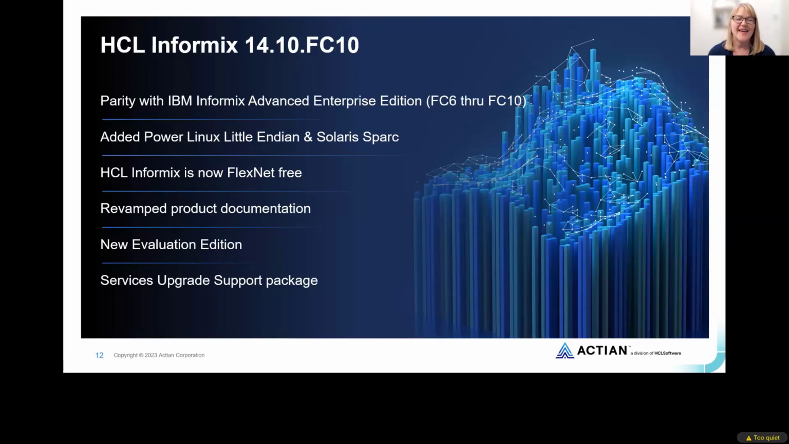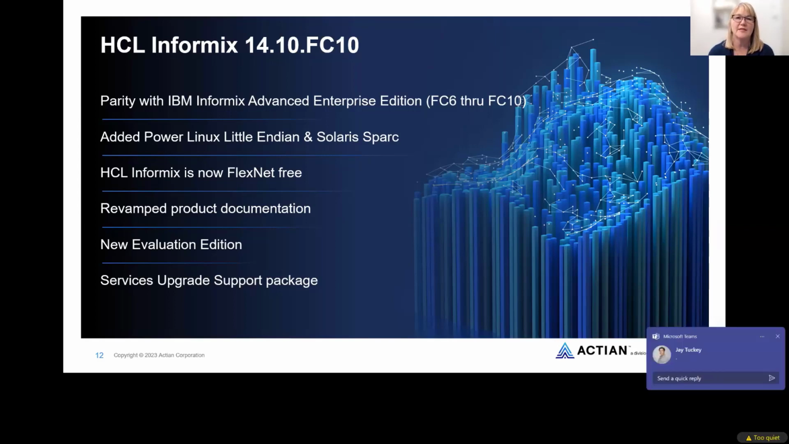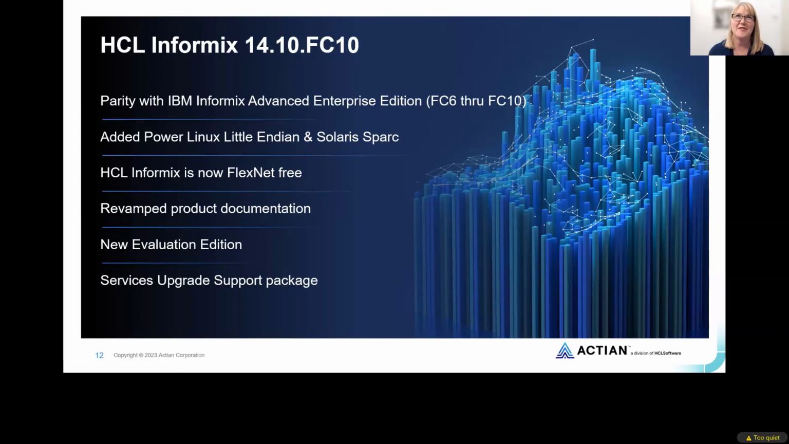We originally had been supporting Linux, AIX, and Windows on HCL Informix, and we made the decision this spring, based on demand that we were seeing in the market and through some discussions with our customers interested in having discussions, to add Linux Power Little Endian and Solaris SPARC to the list of operating systems that we support. We also removed the FlexNet license management tool based on the popular demand of some of our customers who were not particularly fond of that, and we are now going with a different license management mechanism. And so we also revamped our product documentation and developed a new evaluation edition.